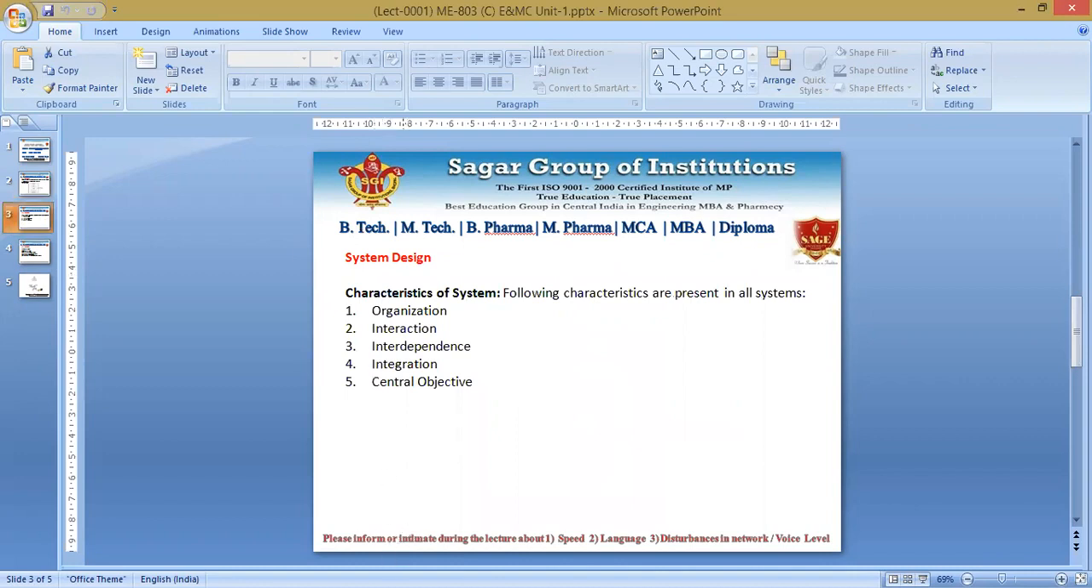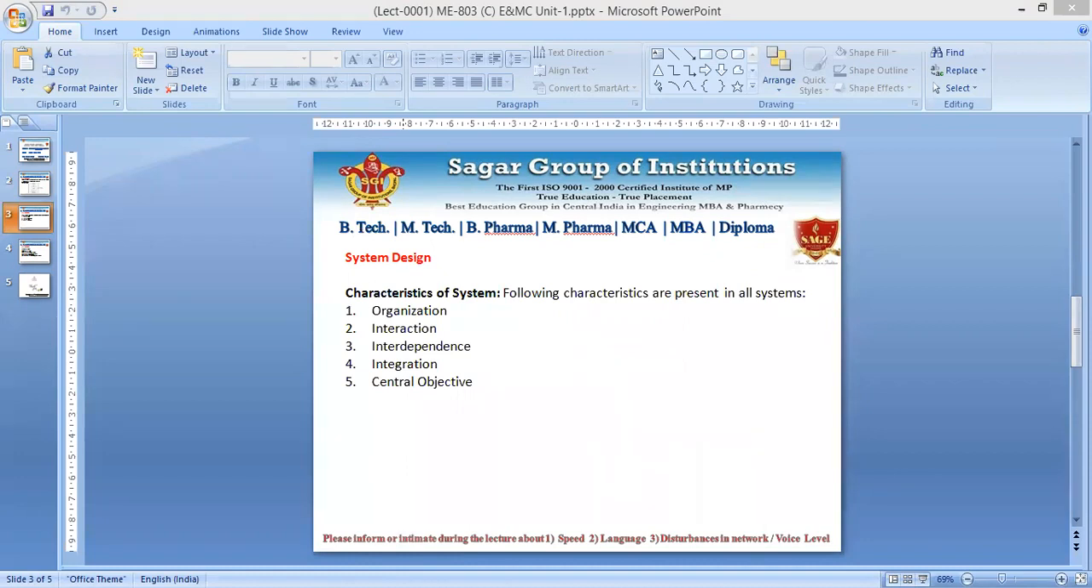Now what are the characteristics of the system? There are certain characteristics which are present in every system or many types of system. In general, the first is organization. Next is interaction, and the third one is interdependence. Fourth is integration, and last is central objective. So what is organization? First of all, we need to understand it in detail.